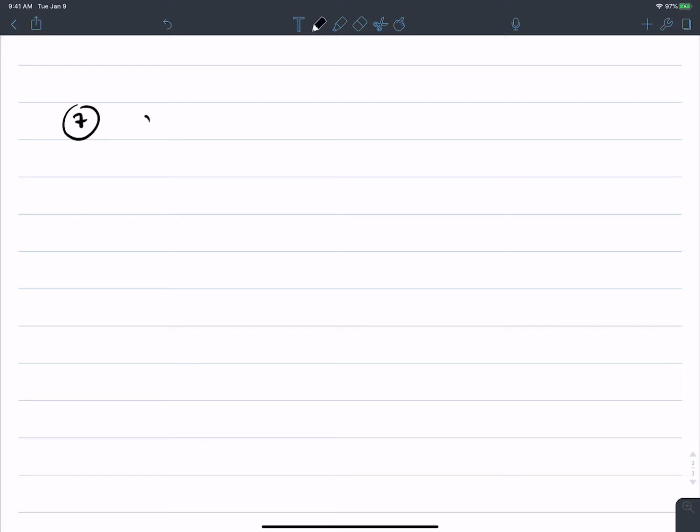Number 7. F of x is 1 over x squared plus 36 here. So again, in this question, since it's a rational fraction, we set that denominator equal to 0 again, and we solve for x.